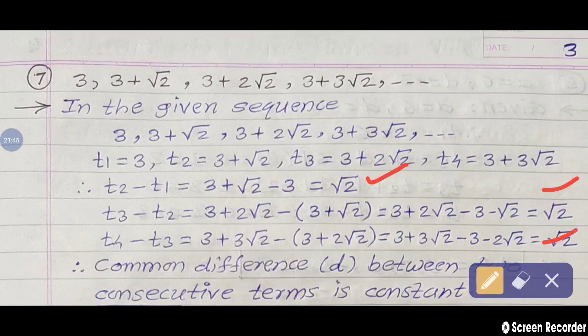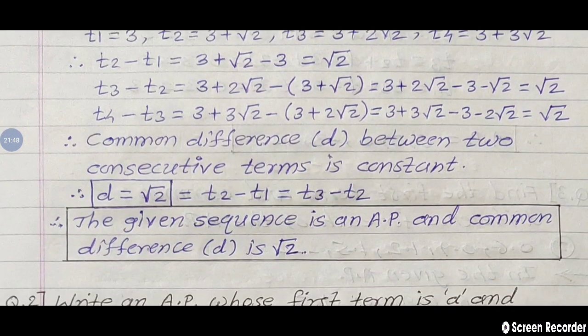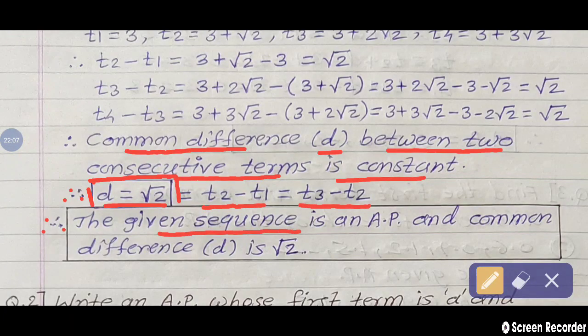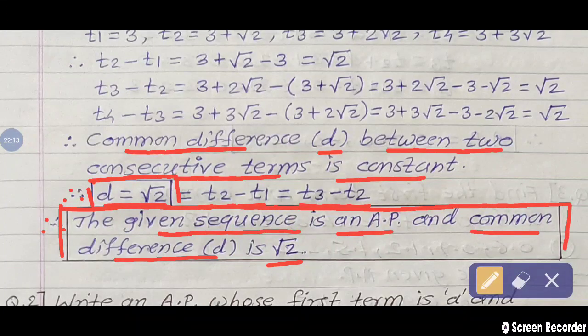So common difference is same. So finally we are writing the answer. Therefore, common difference D between two consecutive terms is a constant. Therefore, what is that value D? D is equal to root 2. That is equal to what? T2 minus T1 is equal to T3 minus T2. And therefore, the given sequence is an AP and common difference D is root 2. We highlight our final answer in this way.